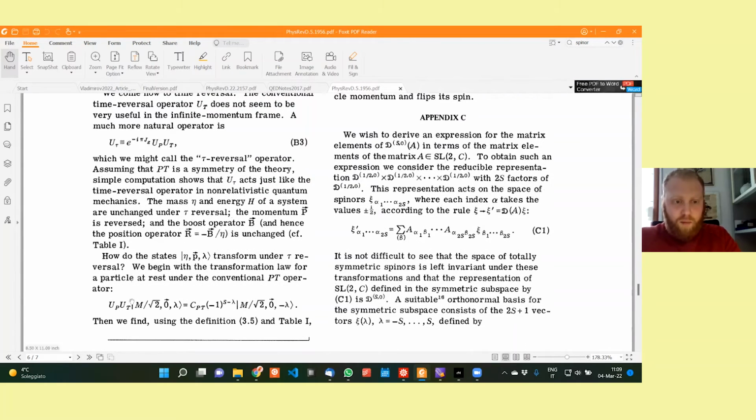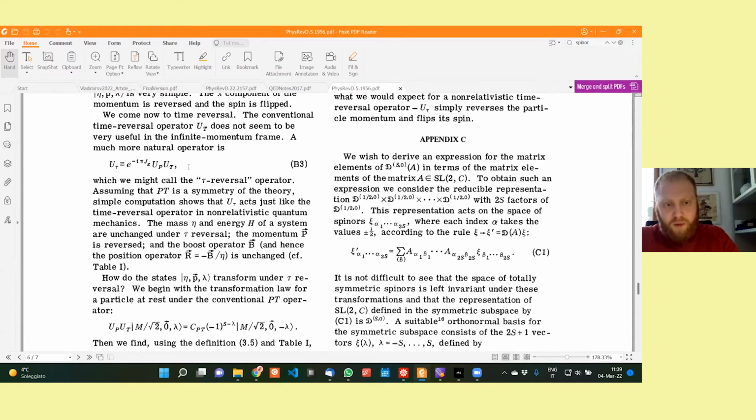But under PT, parity and time reversal, you get a global phase which has to do with parity and time reversal, but you also get minus lambda. So it behaves really like a spin under time reversal. The natural way to look at your theory is this, which we call the tau reversal operator, or whatever it is, parity plus time reversal. If you want to put in this extra JZ, you can do it.